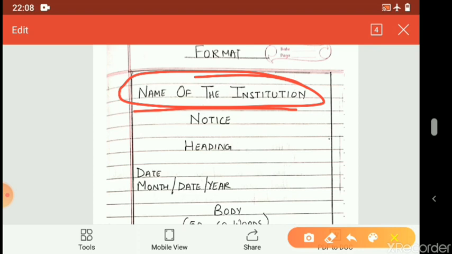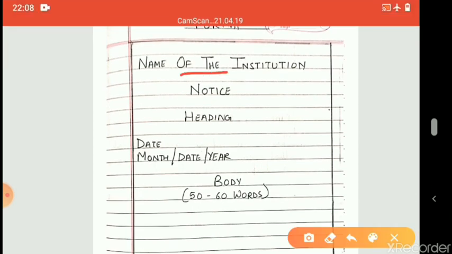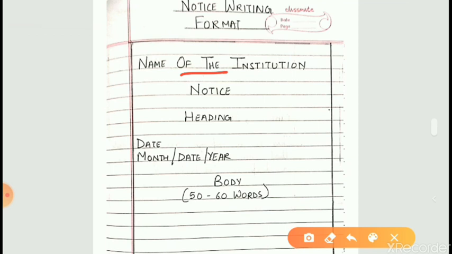Then after that, students, you need to leave one line. You have seen I've left one line. Then after leaving one line, you have to write the word notice in capital letters on the top in the center. After writing the name of the institution, that is the name of the school or college, leave one line and then write notice in capital letters in the second line.